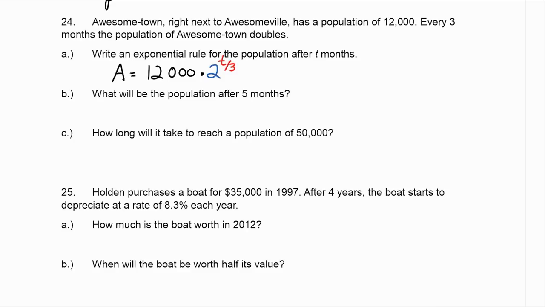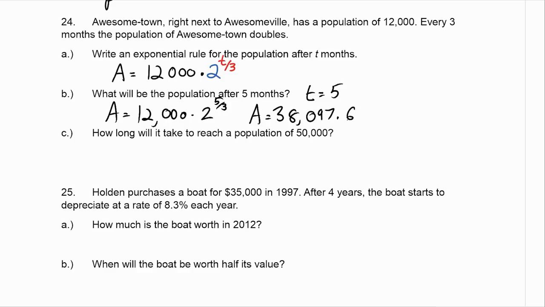Part B. What will the population be after 5 months? That's basically saying t is equal to 5. So the amount is equal to 12,000 times 2 to the 5/3. Okay, get that value. The amount is going to be equal to 38,097.6 people, or you could even round it up to 98.